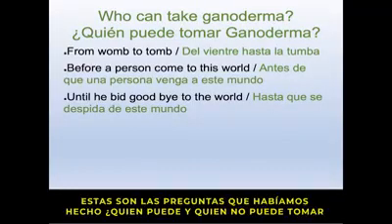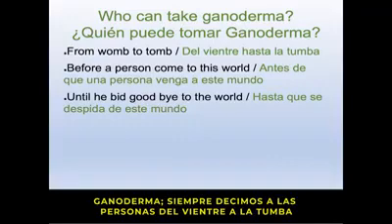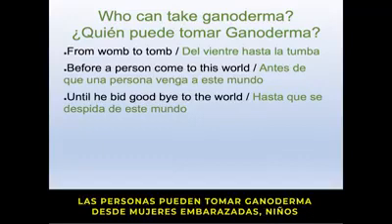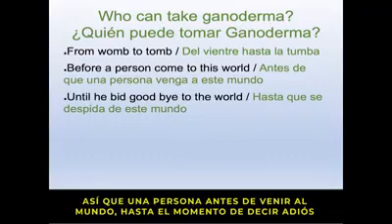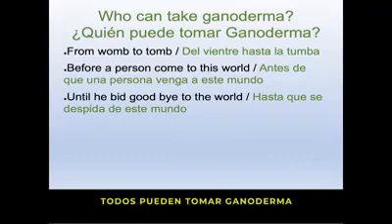These are the questions people will ask: who can take Ganoterapia and who cannot take Ganoterapia. We always joke with people, from womb to tomb. People can take Ganoterapia from the pregnant woman, from a small child, baby and child, student, etc., until senior citizen. So before a person comes to this world and until we say bye-bye, all can take Ganoterapia.